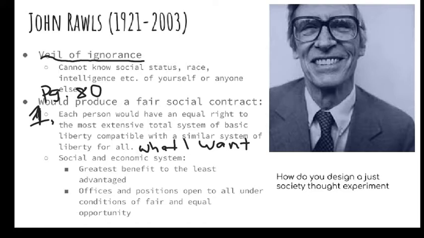But then in terms of the social and economic system, there was the second principle. He said that social and economic inequalities would be arranged so that the greatest benefit went to the least advantaged. Because again, you're under a veil of ignorance. You don't know if you're completely poor or completely rich. So if you were the poor person, that's how you would want it, right? The second part of the second principle is that offices and positions will be open to all under fair and equal opportunity, so that everyone would have the same opportunity to be a trash man if they wanted to be, or to be the president or a doctor.